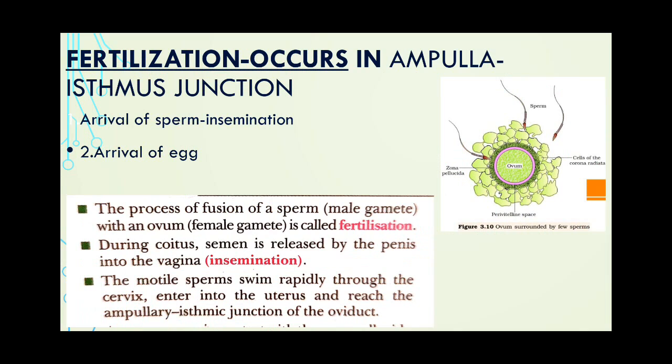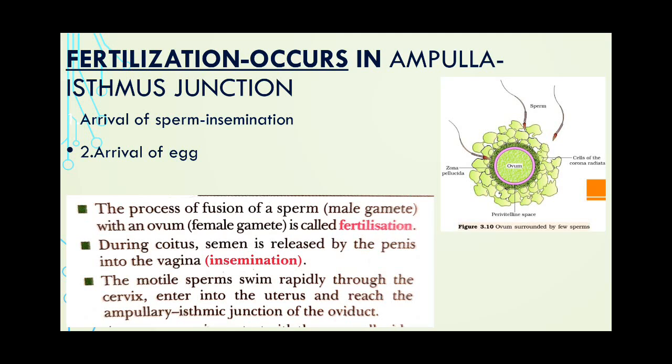Now what are these? During coitus, semen is released by the penis into the vagina, that is insemination. So the process of the deposition of the sperm in the genital tract of the female during copulation is insemination, and the inseminated material is semen. Fertilization in human beings is internal and usually occurs in the fallopian tube. So during insemination, millions of sperm, about 200 to 400 million, are deposited, but only one will fertilize the ovum.